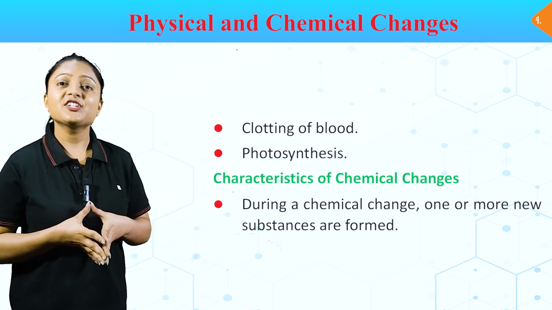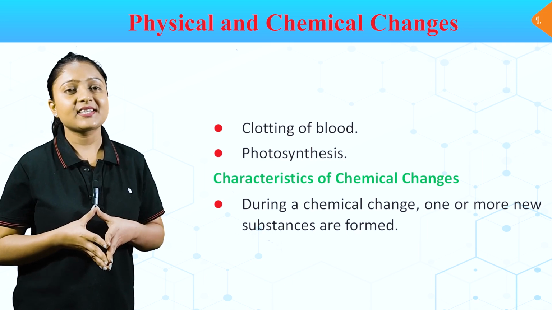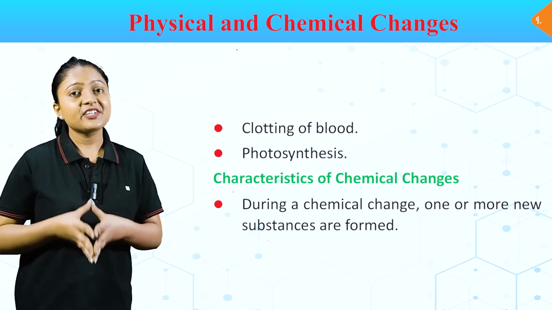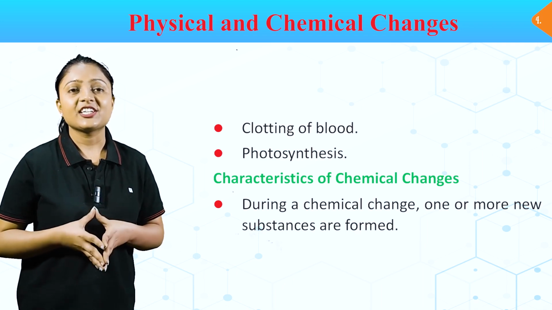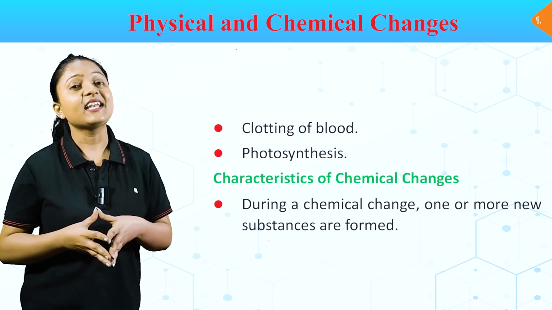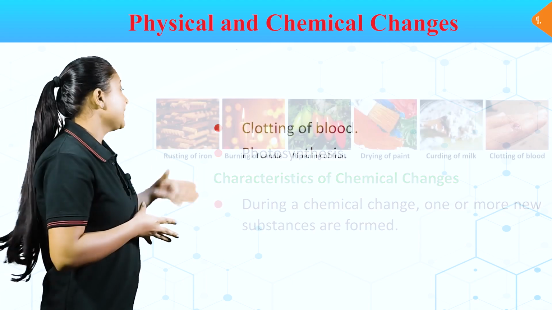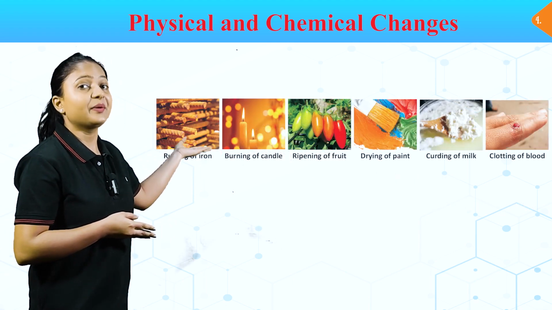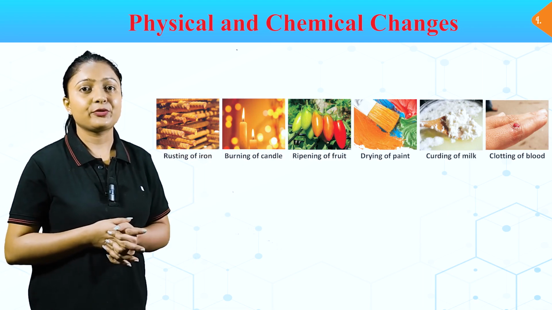Characteristics of chemical changes. During a chemical change, one or more new substances are formed. In these images, you can see rusting of iron, burning of candle, and ripening of fruit.